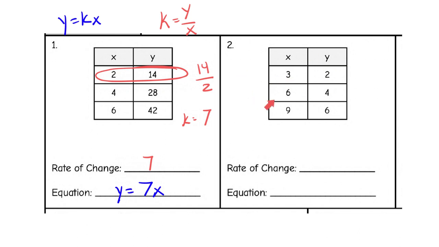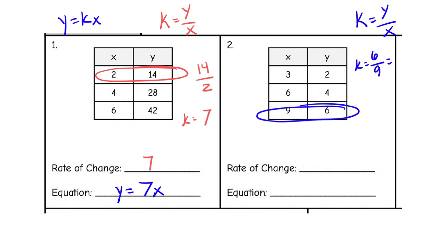Same with looking at number 2 here. I need to find the rate of change. If I hear that, it is going to be k. K equals y over x. Well, I have some coordinates. It does not matter which ones I pick. If it's proportional, it'll work out the same every time. They will simplify to the same number. So set it up. K equals 6 over 9. And can I simplify that?